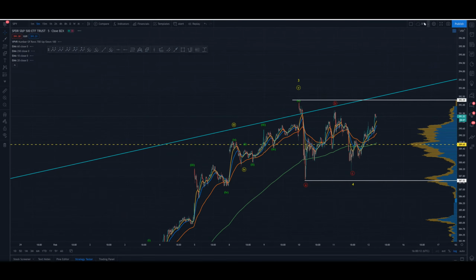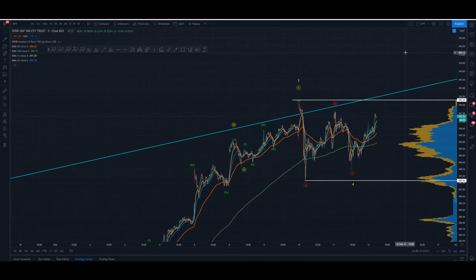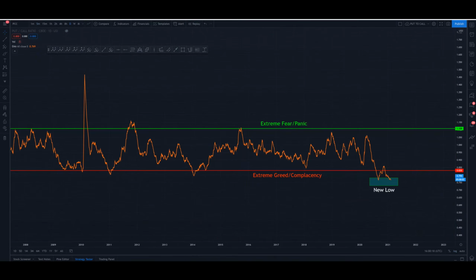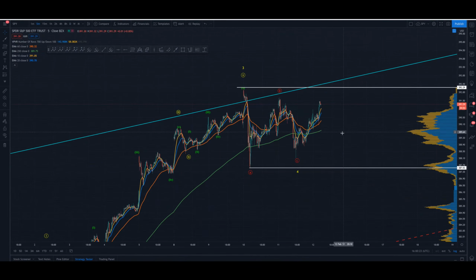If you're in the bear camp and you believe what I believe, that we're heading towards the top and that we've got the extremes of the options market to support it, extreme conditions, and we've got a count which supports it, then that's what I'm really waiting for. So that's really it, guys, for the S&P 500 for this week.